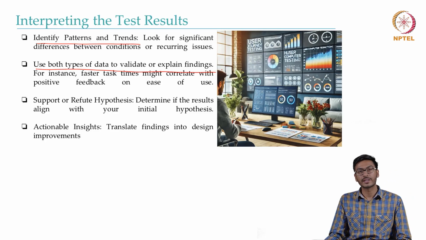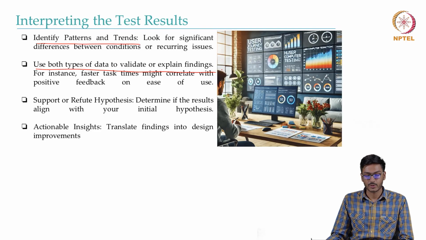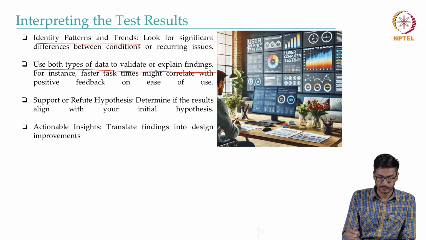We can use both types of data to explain or validate findings. We can use qualitative data and quantitative data together. That helps us in gathering much more insightful details about our designs. For instance, faster task times may correlate with positive feedback on ease of use.